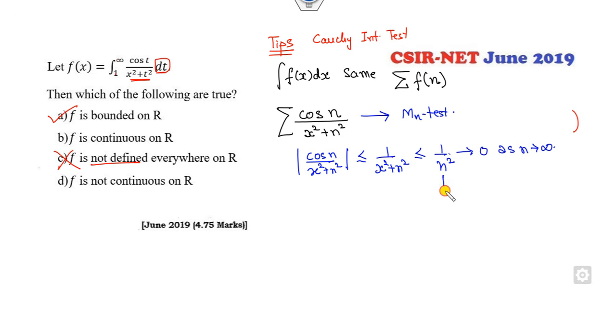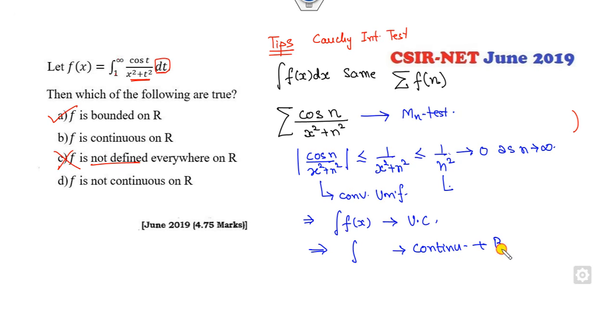What does it mean? It means this is convergent, and convergent uniformly. Once this is convergent uniformly, it means this integration is continuous as well as bounded, both. So it's continuous, and bounded, we already proved that it's continuous as well as bounded. So this is the way you can simply prove this part.